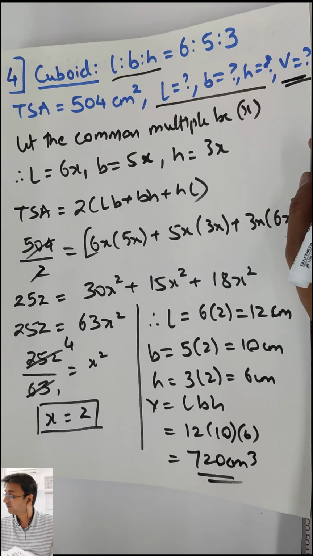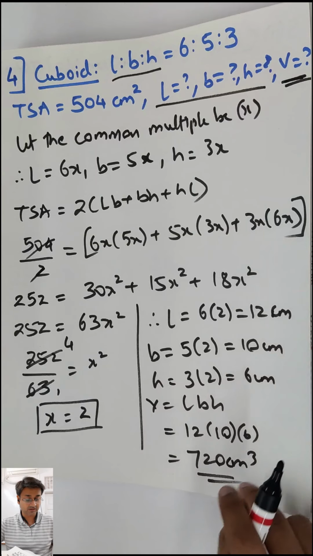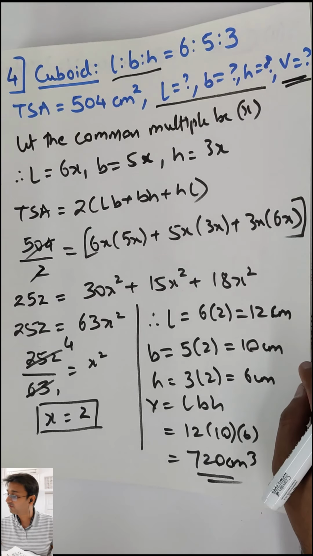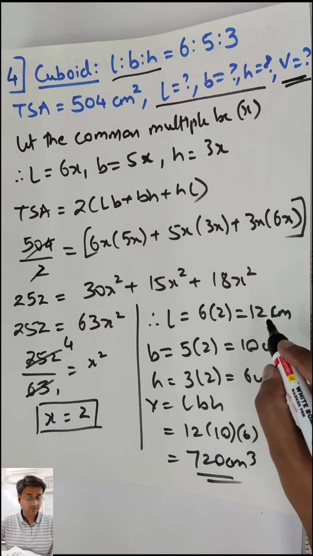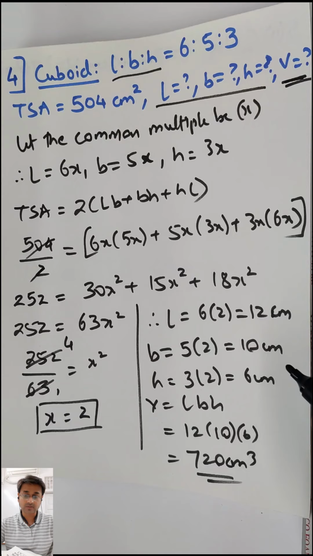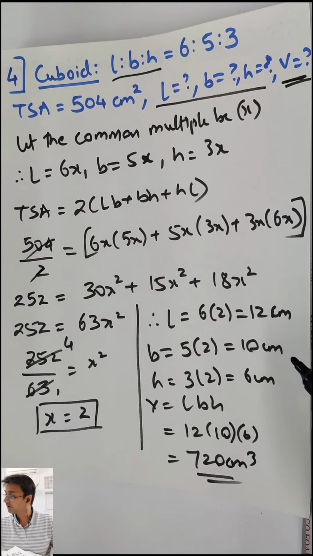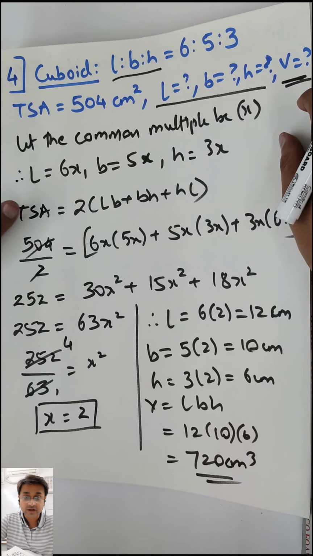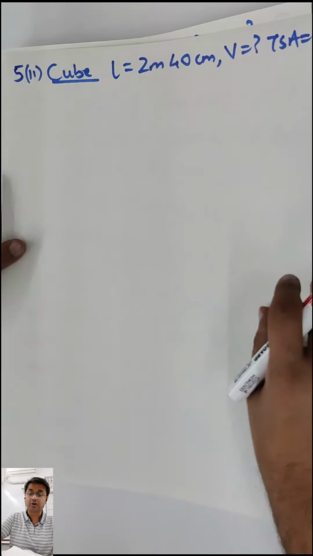This was your sum number 4. 248 is the correct answer. Oh, we got 720. How come? Let me recheck. Sum number 4. Length is 10, 6 and 4, they got. How come? 1 minute. Let me recheck. 12, 10, 6 correct and 720. It's correct. I saw sum number 3. Alright, that's good. If you're getting these sums, you're doing very well. Let's move on to the next one.